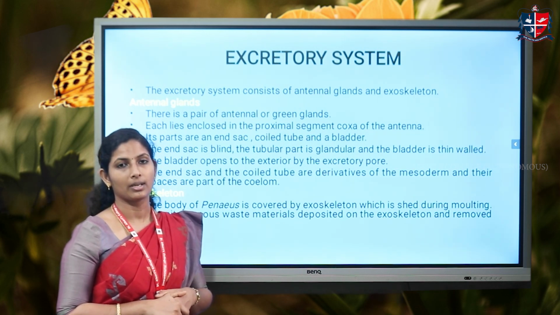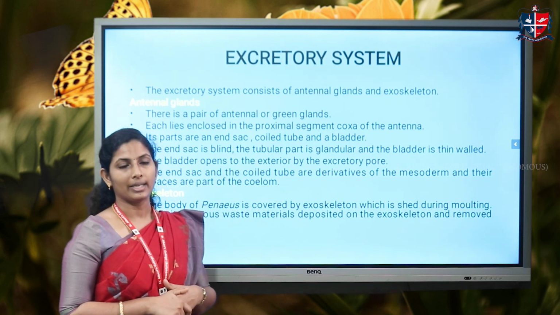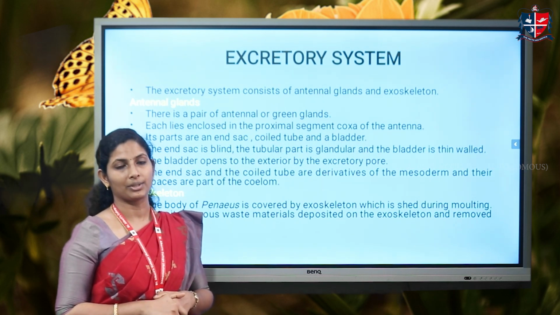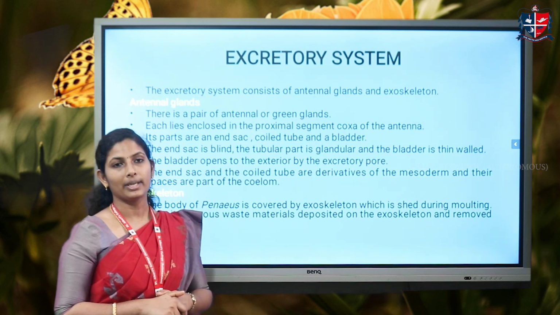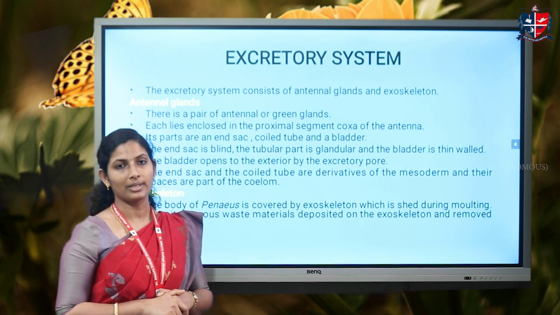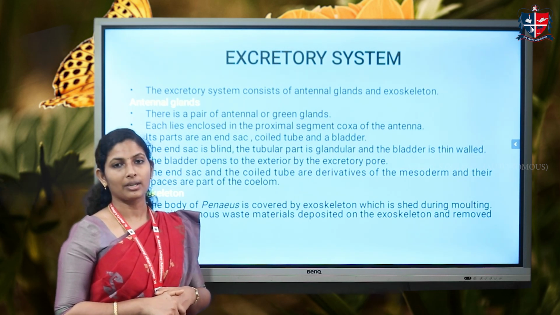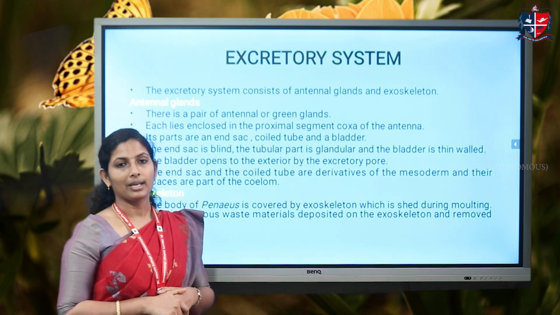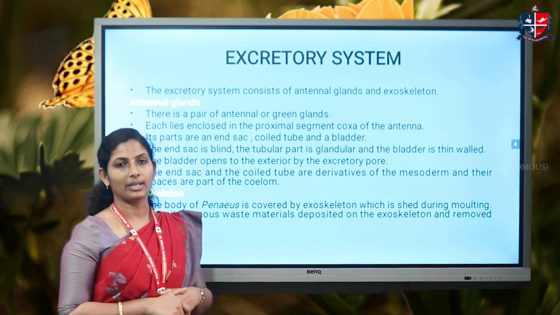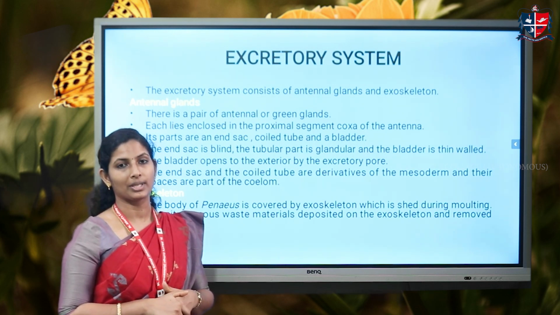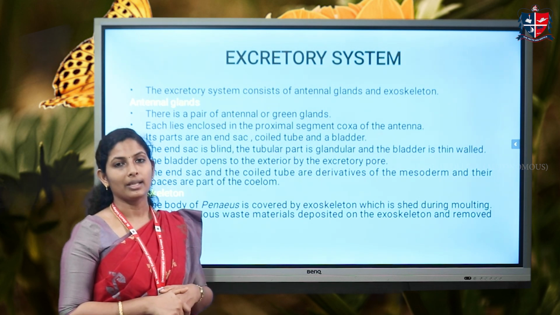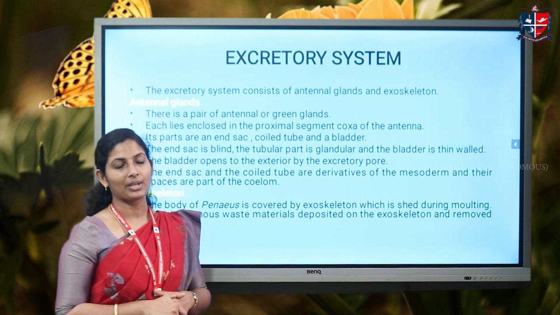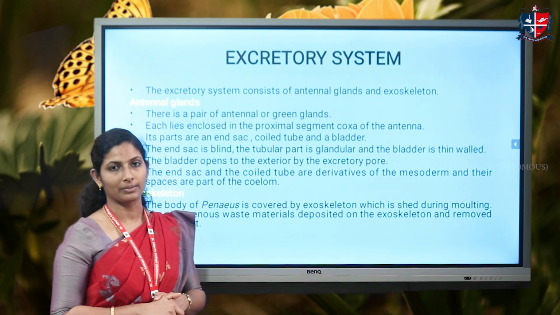excretion through the exoskeleton is that the nitrogenous waste is deposited onto the exoskeleton, and during the molting process, this exoskeleton is shed. Molting is a common character of the arthropods in which they shed their exoskeleton periodically. During the shedding, they remove the entire exoskeleton and a new exoskeleton grows around their body. The nitrogenous waste deposited on the exoskeleton is eliminated when it is removed during molting. So this is about the excretory system of the Penaeus.